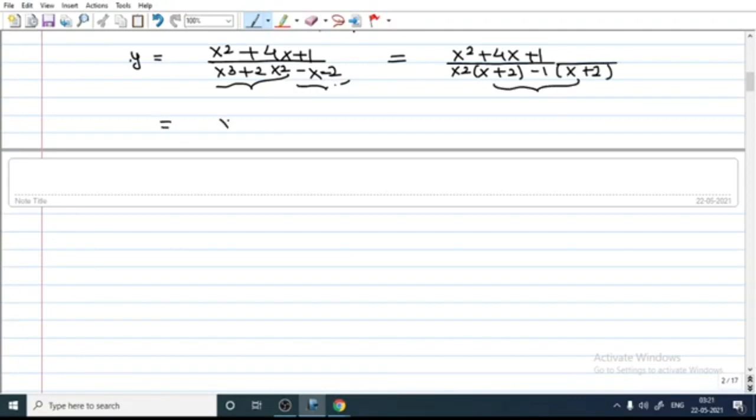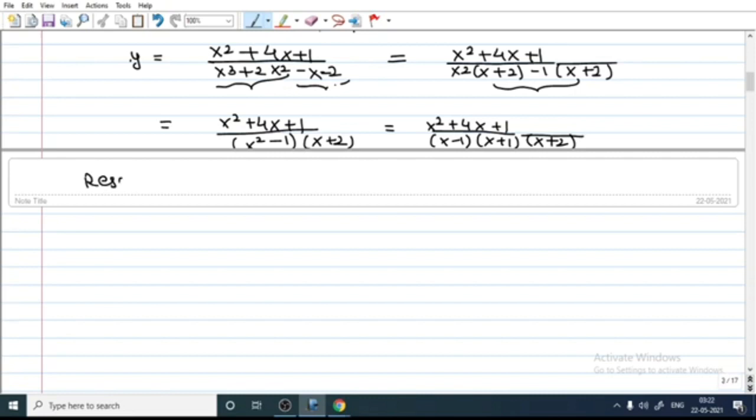If we break this up further, I am getting x square minus 1 times x plus 2, which will further simplify into x minus 1, x plus 1, and x plus 2. So we are getting 3 factors. So we have simplified y.